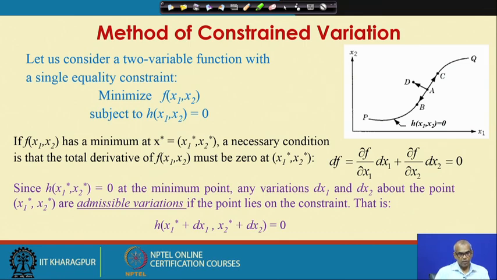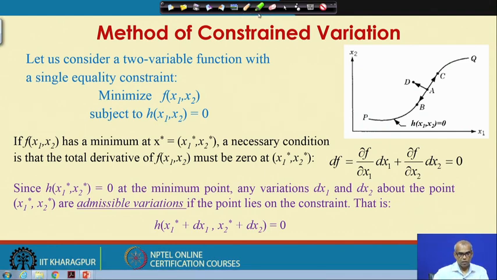Since h(x1 star, x2 star) equal to 0 at the minimum point, any variations dx1 and dx2 about the point x1 star, x2 star are admissible variations if the point lies on the constraint. That means, h of (x1 star plus dx1, x2 star plus dx2) will be equal to 0. Why? The reason is as follows. We are saying that x1 star, x2 star is a minimum. So, if x1 star, x2 star is a minimum, it must satisfy this constraint h(x1, x2) equal to 0.